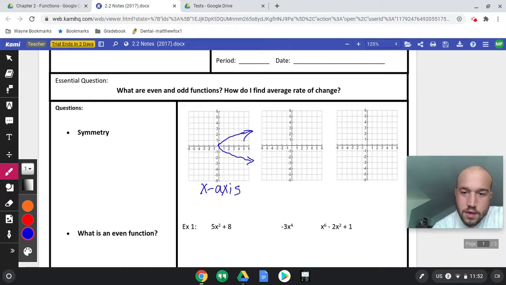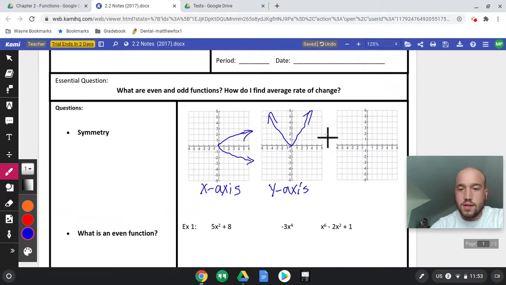Okay, we also had symmetry over the y-axis. And basically what we're saying is if you fold that first one on the x-axis, it's going to match up. If we fold this one on the y-axis, they're going to match up. And then our third type of symmetry we talked about was around the origin. So maybe something like that. And it's symmetric around the origin.